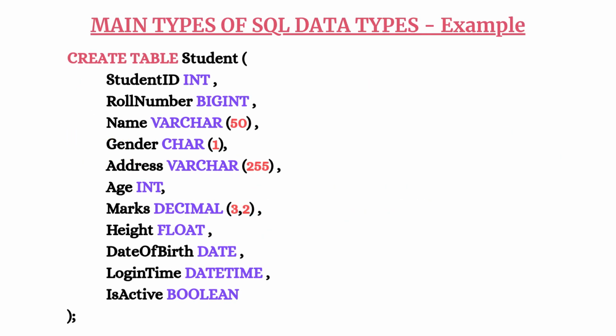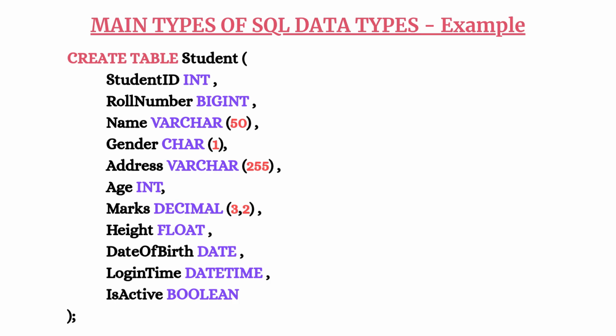Let's say we have an SQL query to create a student table. So we start with CREATE TABLE student, right? And here we have all the columns that we need inside the student table. For example, first column is student ID, second column is roll number, then we have name, gender, address, age, marks, height, date of birth, login time, and is active.